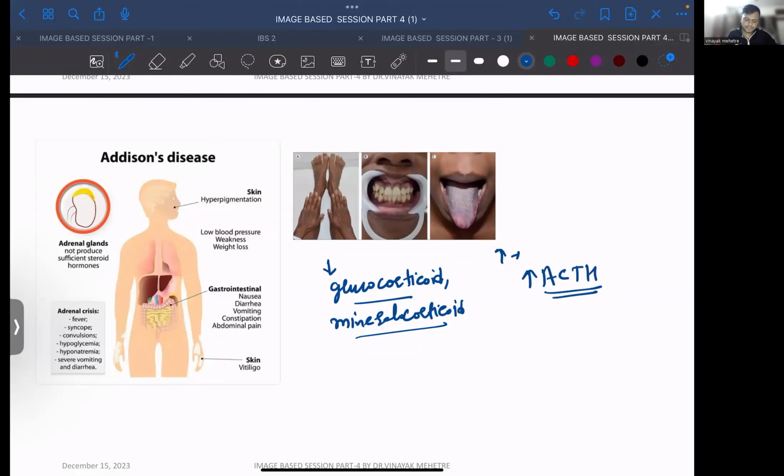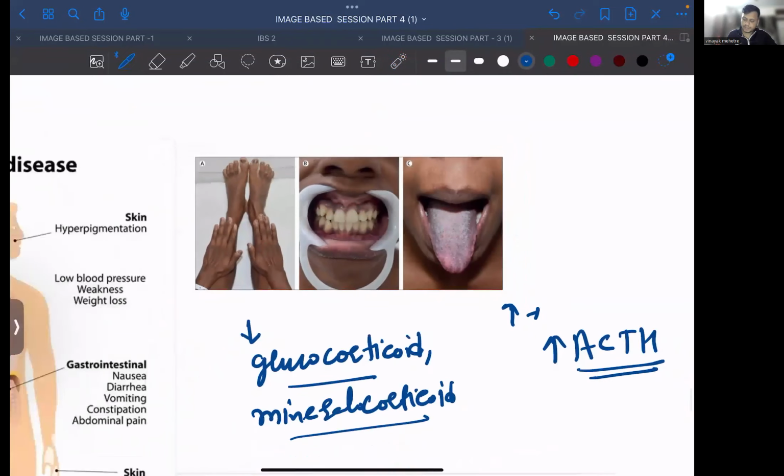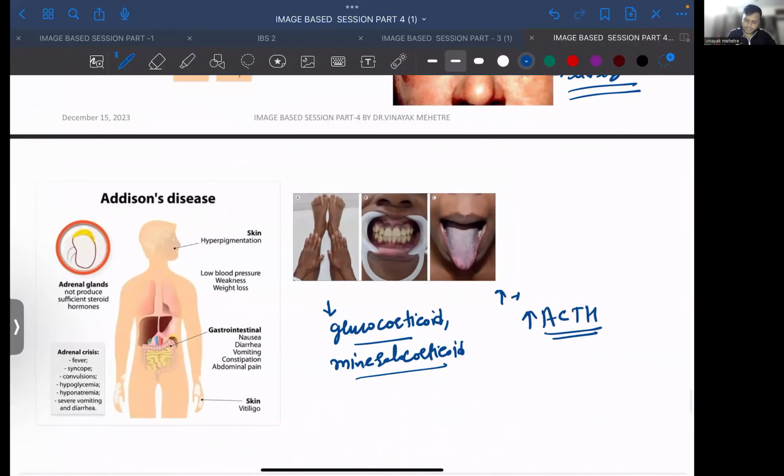What you are going to get? You are going to get hyperpigmentation. You are going to get hyperpigmentation everywhere, right?